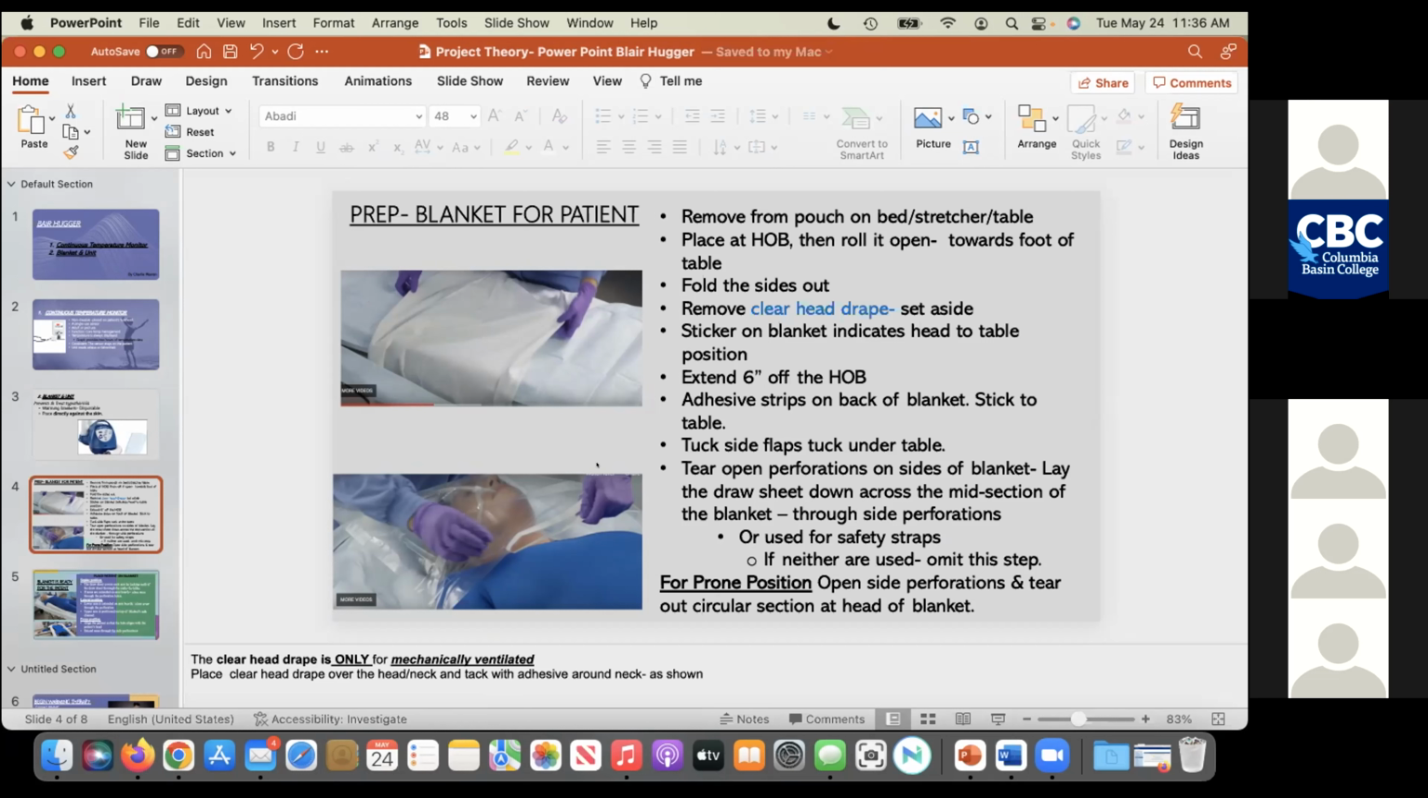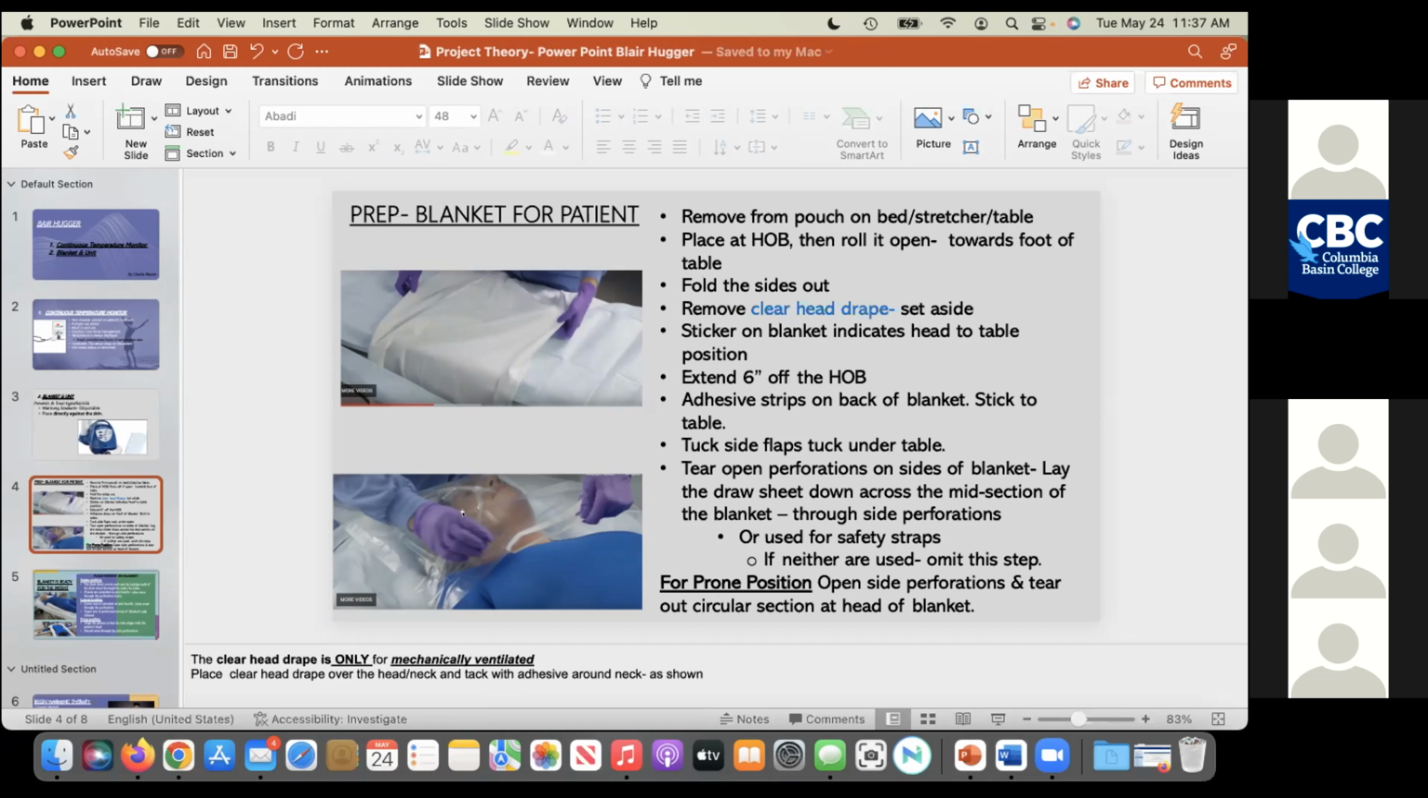So you also have these sides, and the sides have some perforation. Depending on the position of your patient, you would open up the perforation. For prone positions, you open the perforation, and then you would tear out a circular portion at the head of the bed for the face later as well.